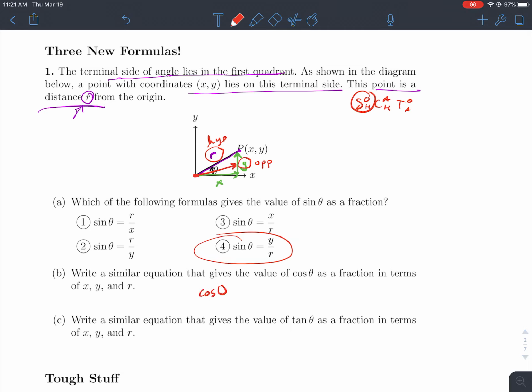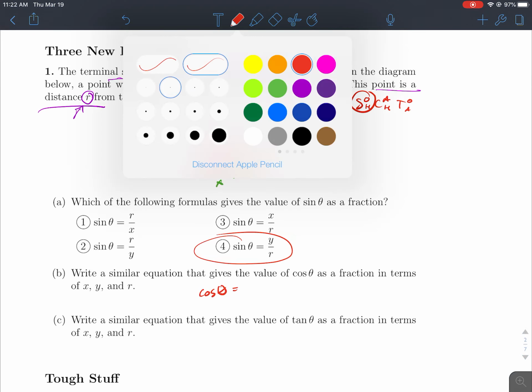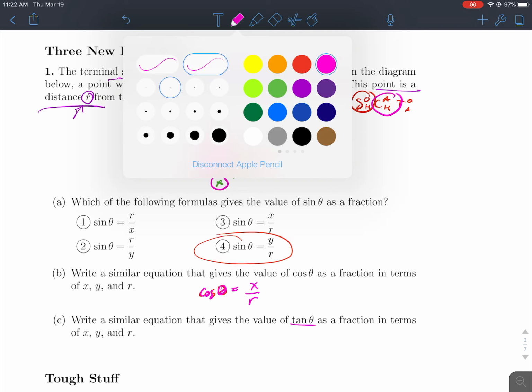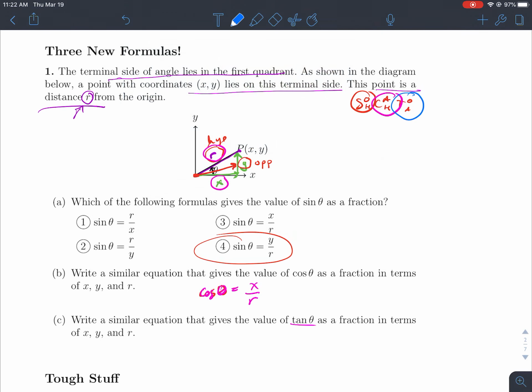Write a similar equation that gives the value of cosine of theta. Well, cosine of theta is going to be, let me switch this to pink, adjacent over hypotenuse, so x over r. And tangent of theta is going to be opposite over adjacent. So tangent of theta is y over x.